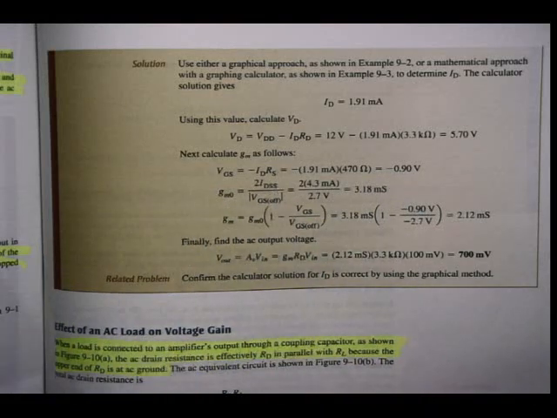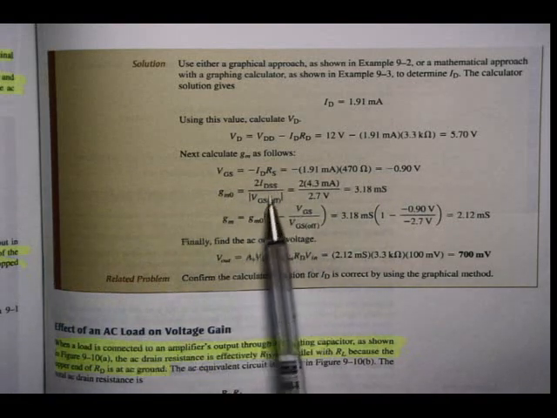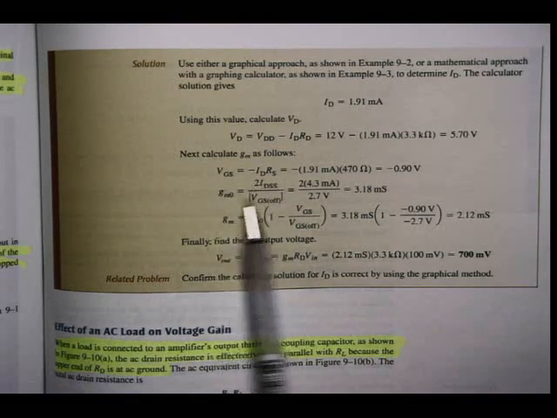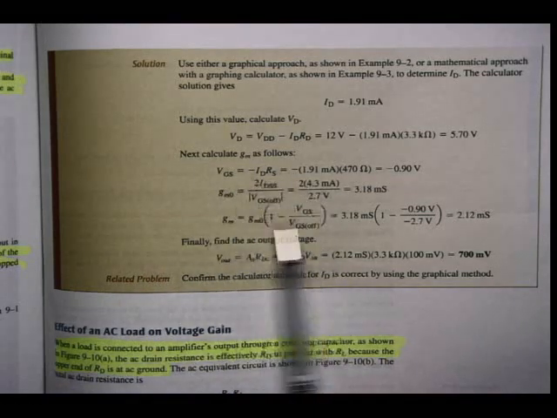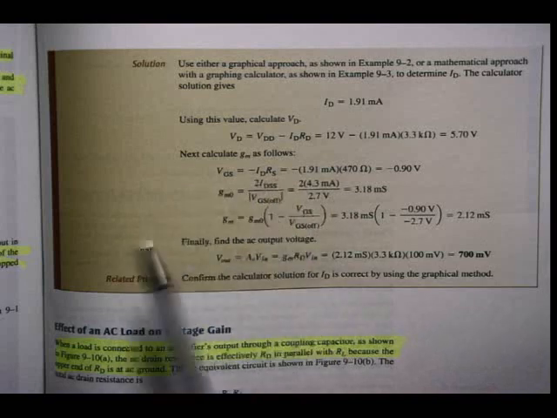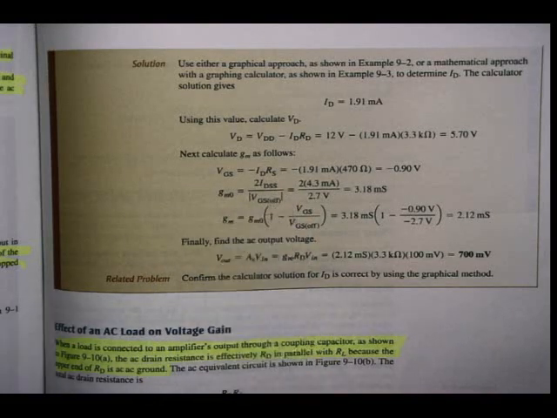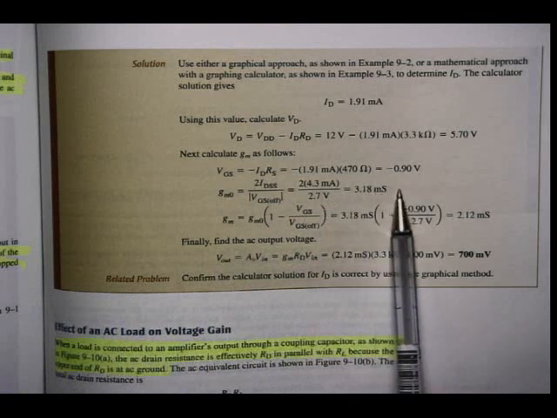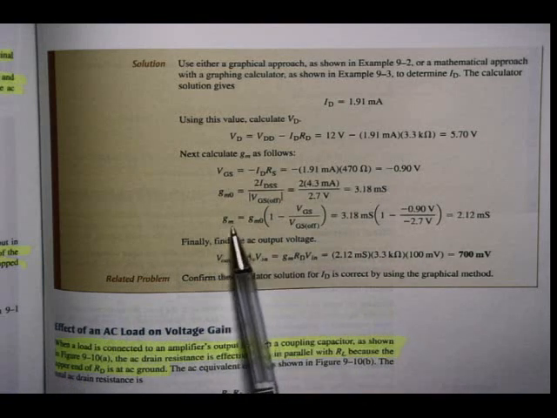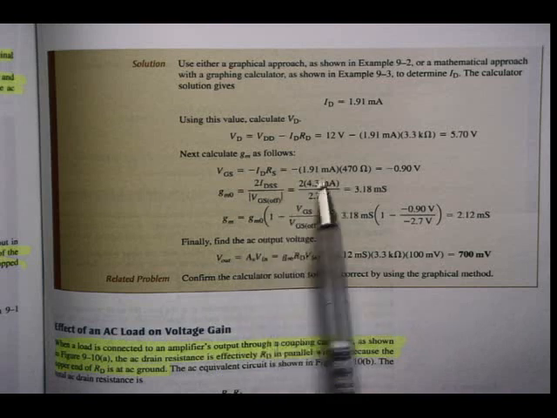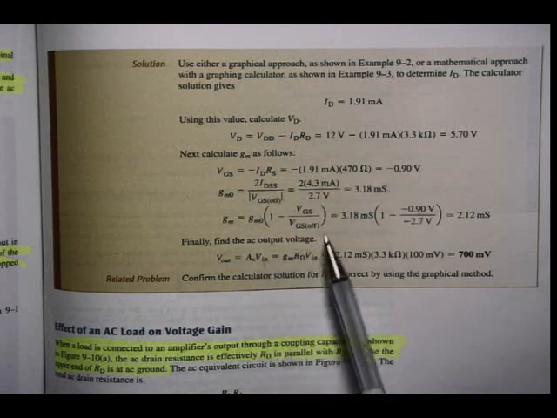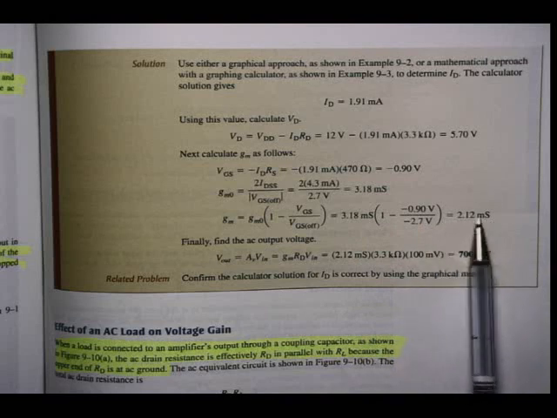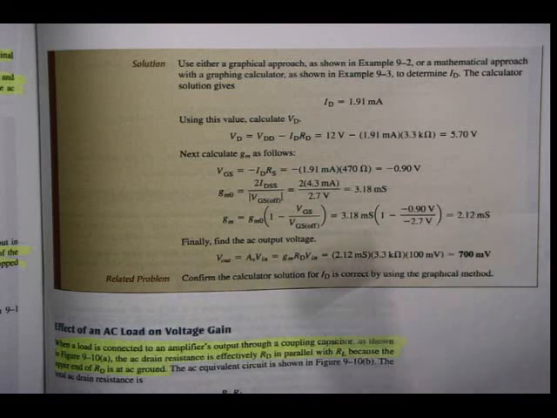This formula is also from the previous chapter. If you recall, you did some examples and basic problems in the previous chapter determining and using these two formulas. 2 times IDSS divided by the absolute value of VGS(off) gives 3,18 millisiemens. And for GM, this formula again, GM0 in brackets 1 minus VGS over VGS(off), gives 2,12 millisiemens, not seconds, millisiemens.